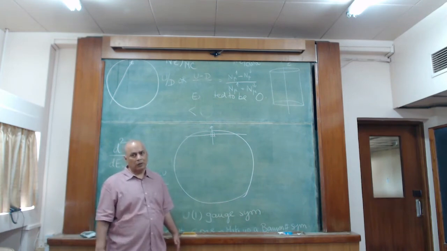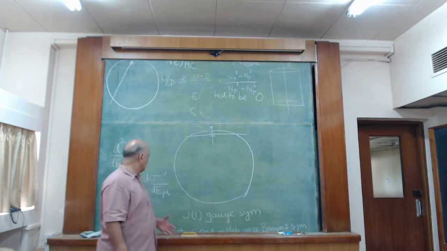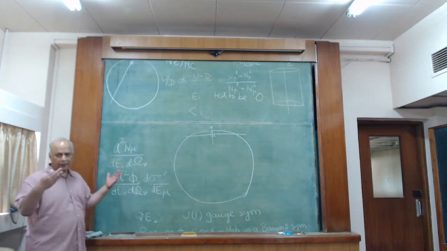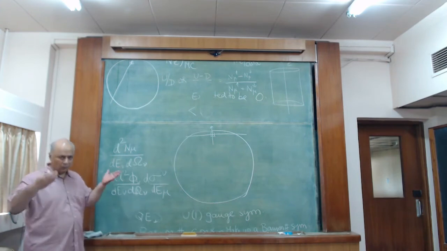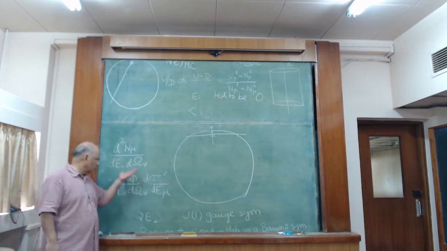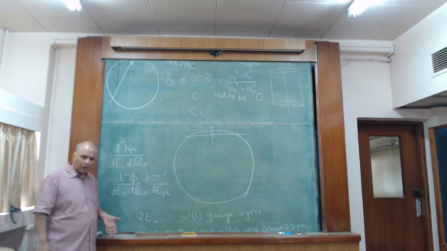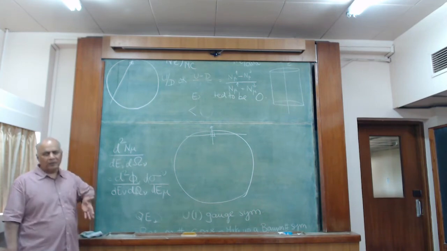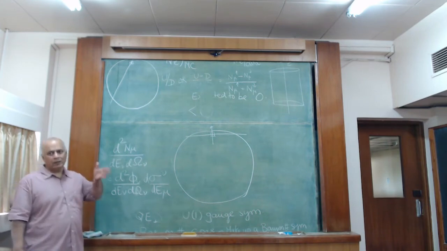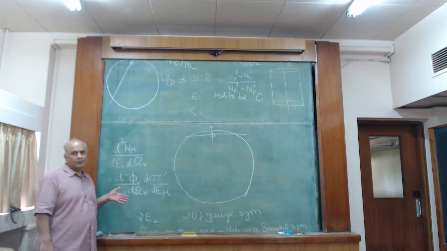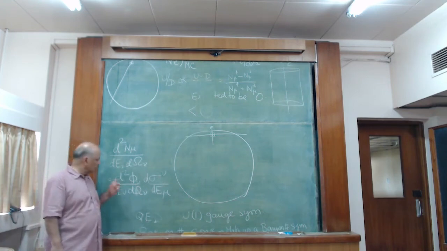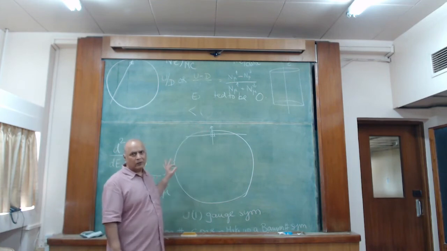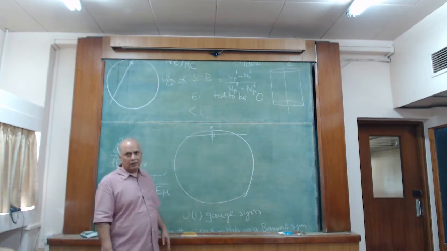So the flux is calculated in terms of number of particles per centimeter square per steradian per second. So that way the upward solid angle and downward solid angle are the same.